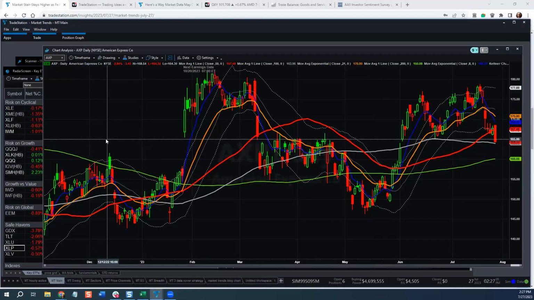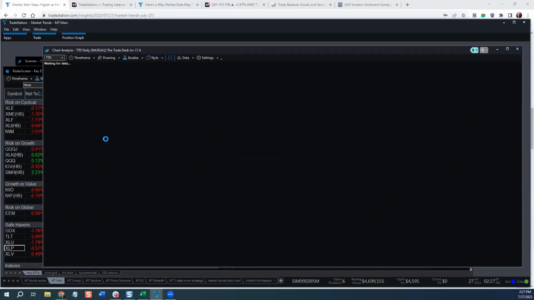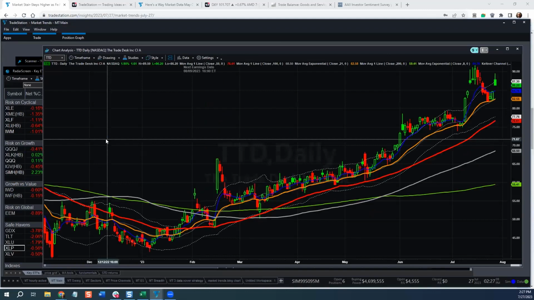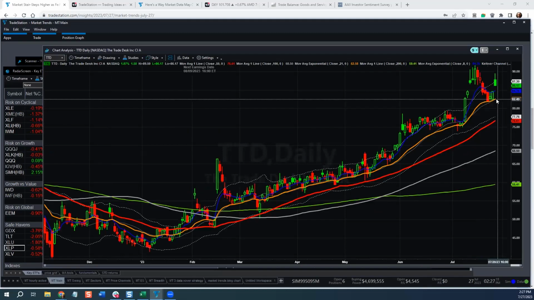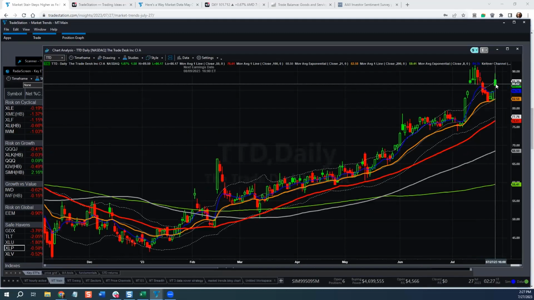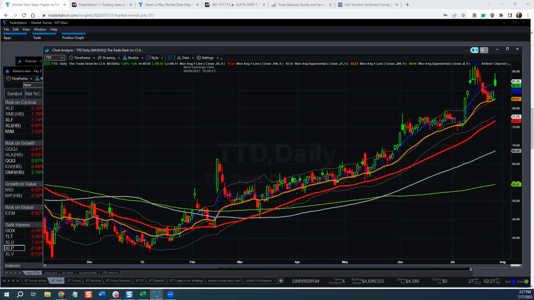Another one that I had talked about previously was the Trade Desk. We had talked about this. Then the next day they added it to, I think, the NASDAQ 100. It ripped higher. And then yesterday we found this pullback to the rising 21-day, and here it is jumping today, which is kind of interesting. So I think that's one that I wanted to mention.